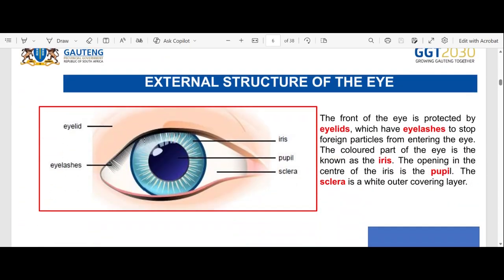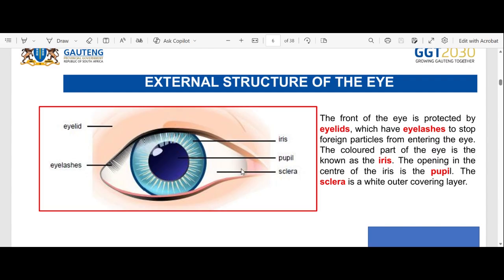So let's look at the external structure of the eye, right? So the external structure of the eye, start with the protection of the eye. So the eye is protected by the eyelids, right? You have your eyelids here, then at the tip end of your eyelids, you have your eyelashes. What's the importance or what's the function of the eyelids and the eyelashes? So the function of the eyelids and the eyelashes is to protect the eye from foreign objects, right? So it's protecting the eye from foreign objects. Does that make sense? Okay, so that's how the eye is protected.